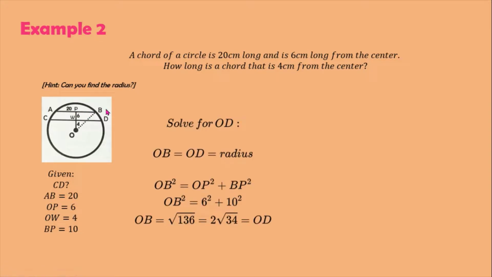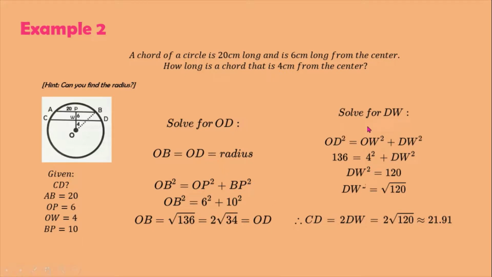Okay, for our first step, we are going to solve for OD. We all know that OB here is our radius, and OD also is radius. So meaning these two are just equal. So using Pythagorean theorem, OB squared is equal to OP squared plus BP squared. We are given OP, which is 6, so OB squared is equal to 6 squared plus BP squared. Our BP here is 10, that's why it's 10 squared. Square both sides, then we'll get 2 square root of 34. Our OB is equal to 2 square root of 34. Since our OB is just equal to OD, then our OD here is also 2 square root of 34.